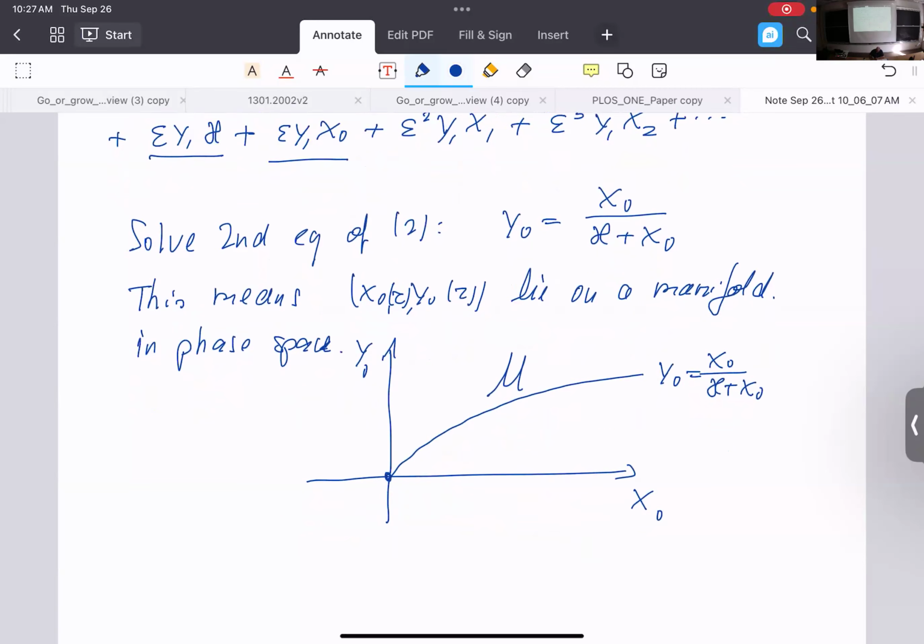So let me introduce M. So that's now the set of all points x and y, so that y equals x0 over kappa plus x0. So nothing really happened. I just wrote it down in a maybe more abstract way. But this is the manifold, and this is called the slow manifold.